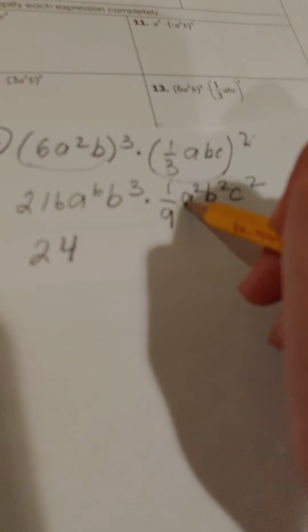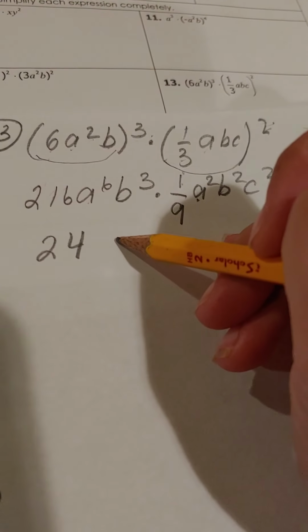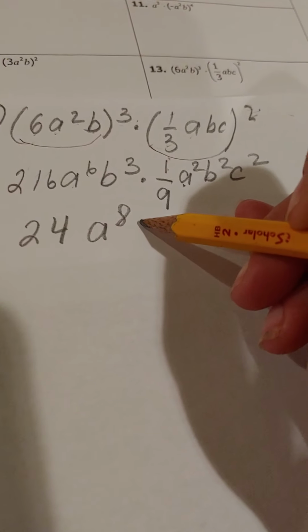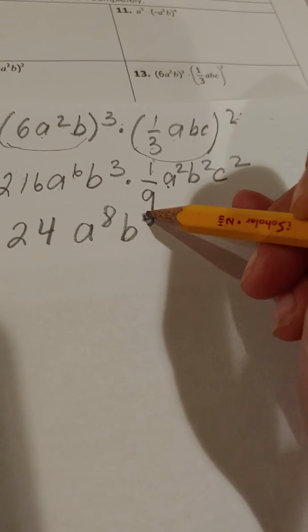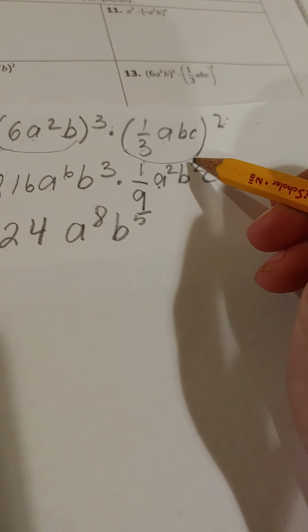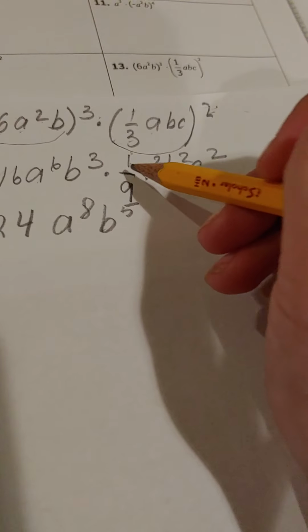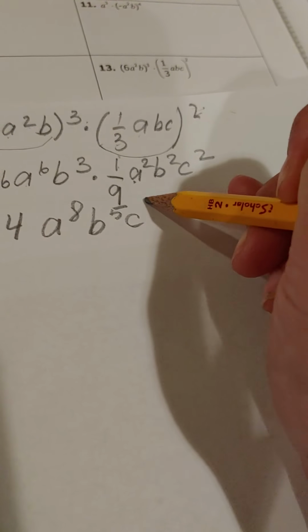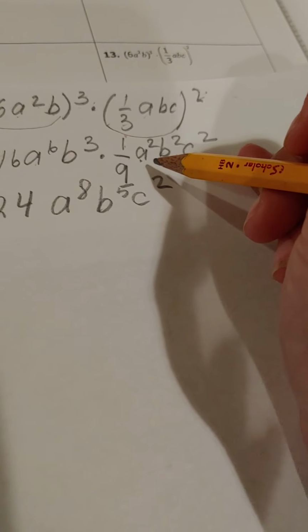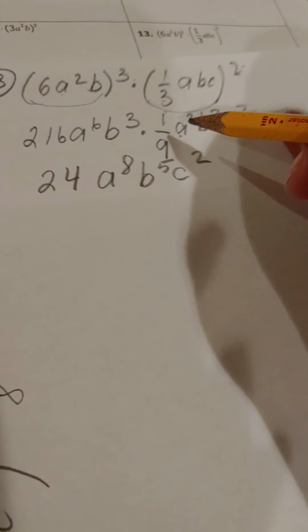A to the sixth power times a to the second power is going to give me a to the 8th power, b to the 5th, because 3 plus 2 is 5, and then we have c squared, and this is our final answer.